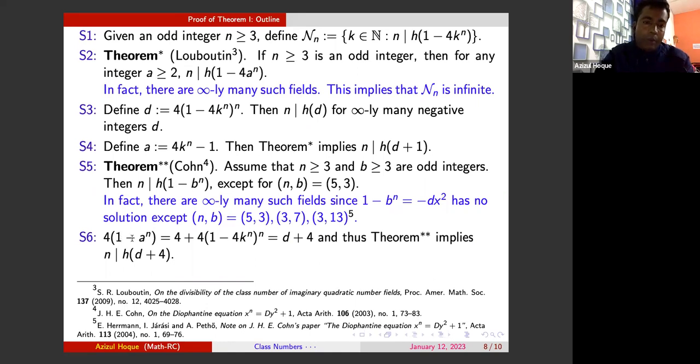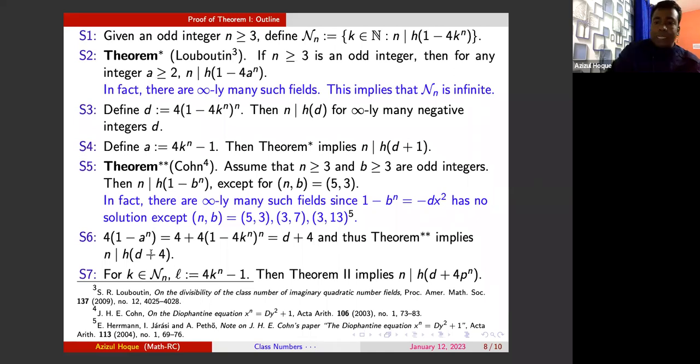So now we replace this b by 1 minus 4k^n, and then multiply by 4. Then this gives us D plus 4, and by using this one, we can say that n divides this one. So we have these three fields, a triple of fields. Now, finally, I use our second result, where we replace L by 4k^n minus 1. And then by using our second result, we can show that n divides this one.